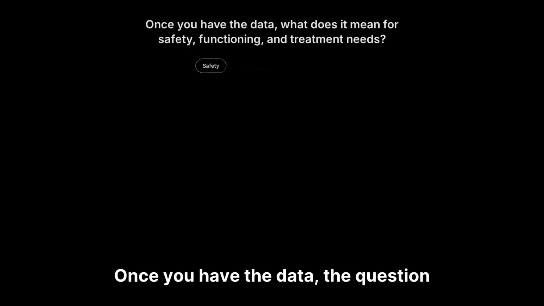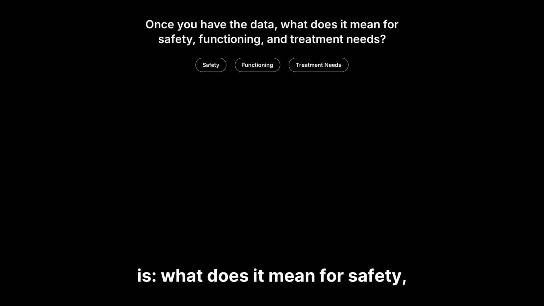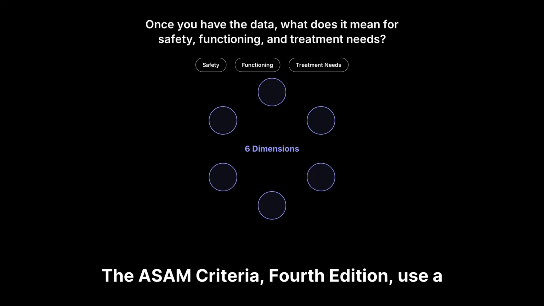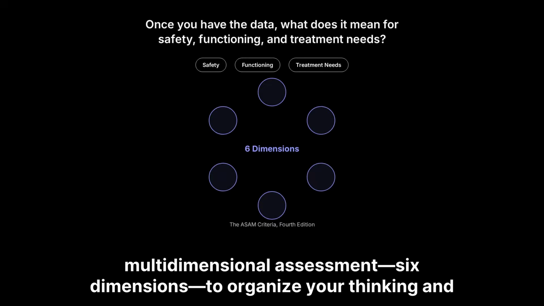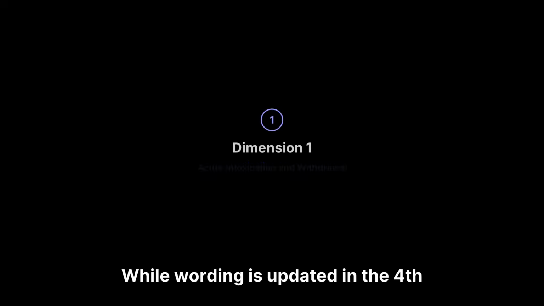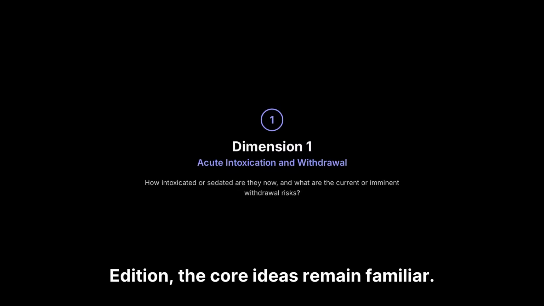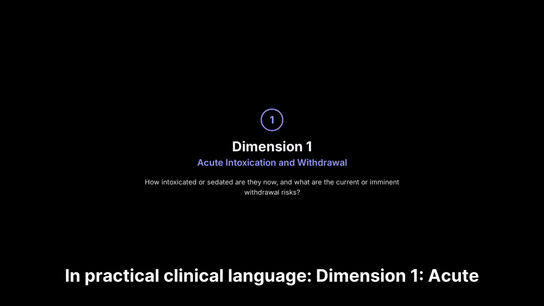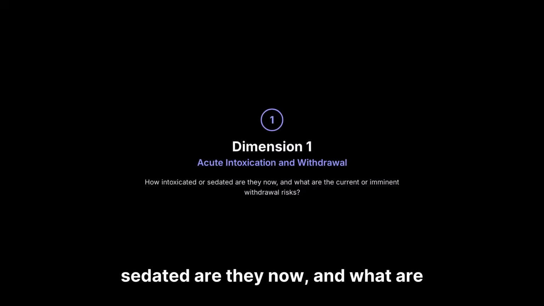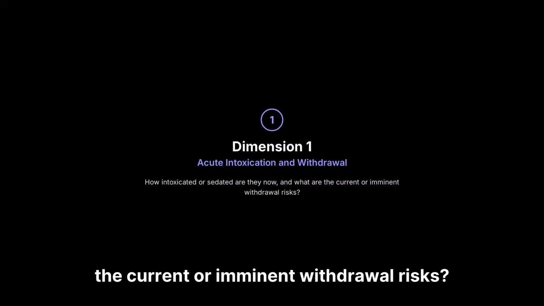Once you have the data, the question is, what does it mean for safety, functioning, and treatment needs? The ASAM Criteria, 4th edition, use a multidimensional assessment, 6 dimensions, to organize your thinking and support clinical decisions. While wording is updated in the 4th edition, the core ideas remain familiar. In practical clinical language, Dimension 1, acute intoxication and withdrawal. How intoxicated or sedated are they now, and what are the current or imminent withdrawal risks?